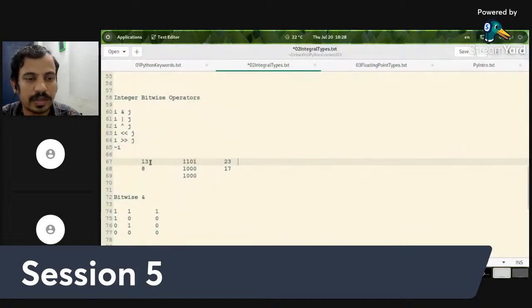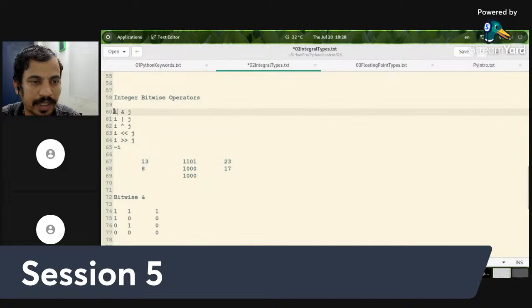Yeah, bitwise and. Suppose I want to perform an operation called I and J. Here is how we perform a bitwise and. Let's assume that I has a value 13 and J has a value 8.